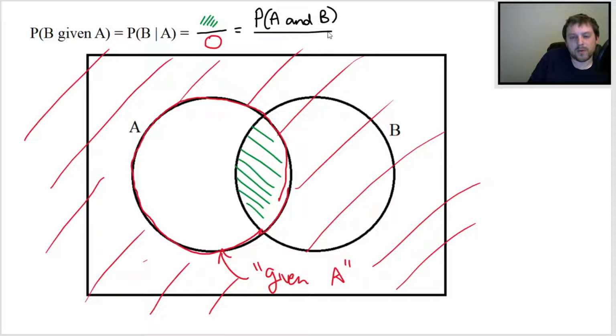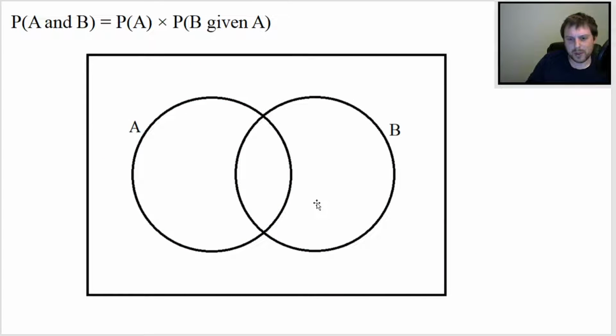And we actually know what the red circle is as well. It's A. So the probability of B given A is the probability of A and B out of the probability of A. Now I'm hopeful that I've explained that relatively acceptably. I'll show you an example.